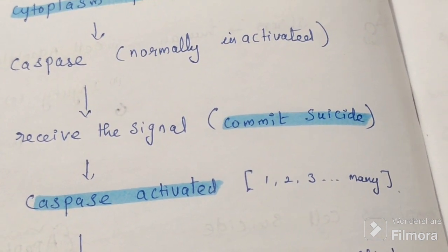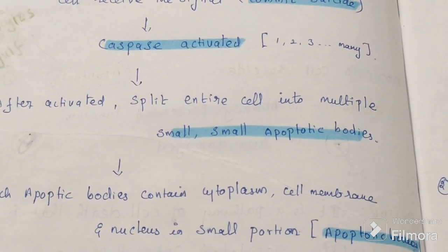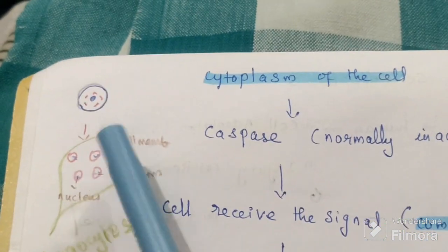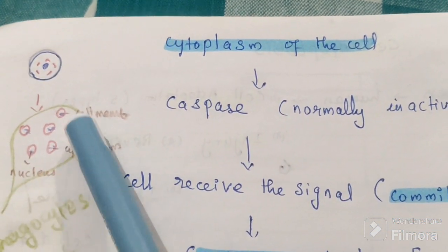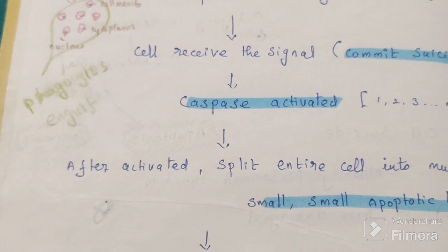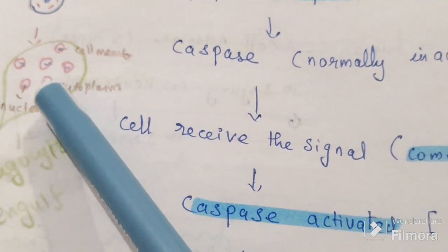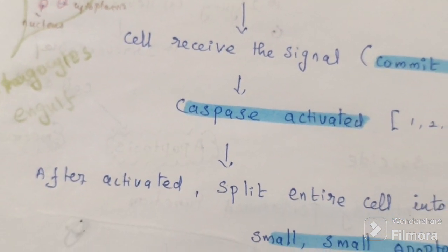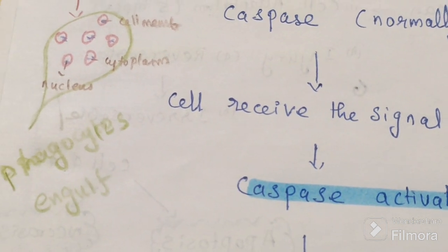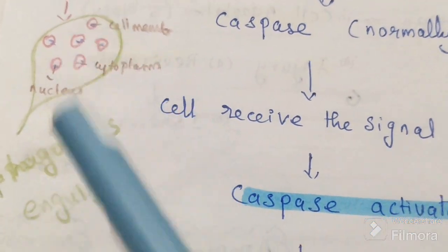Caspase 1, 2, 3, many become activated. After becoming activated, they will split the entire cell into multiple small apoptotic bodies. Apoptotic bodies contain a small portion of cytoplasm, a small portion of cell membrane, and a small portion of nucleus. So the cell membrane and nucleus, everything is split into multiple small portions, which are known as apoptotic bodies.